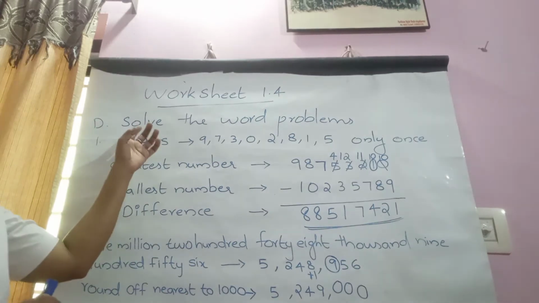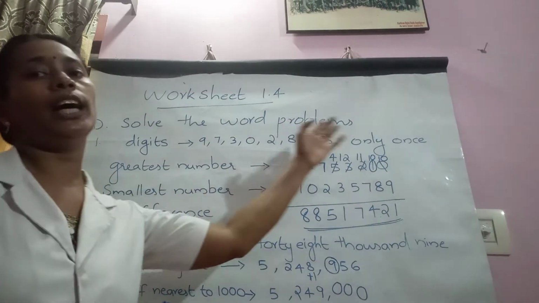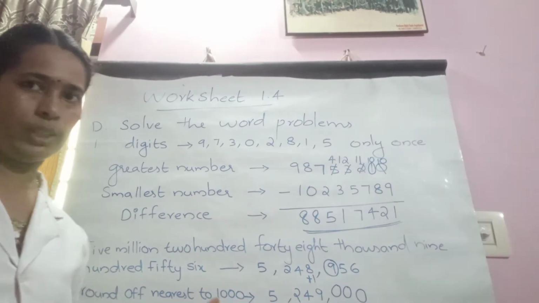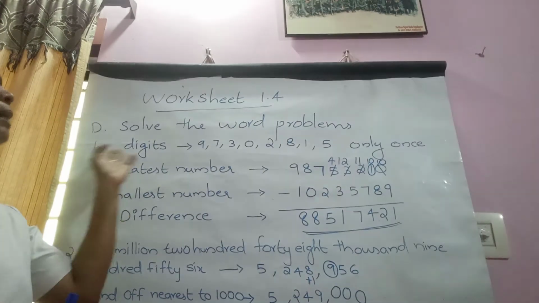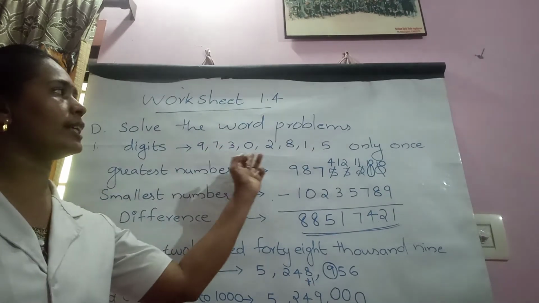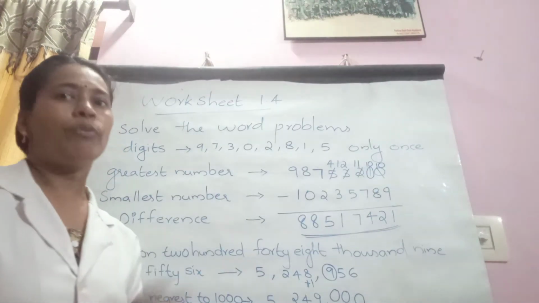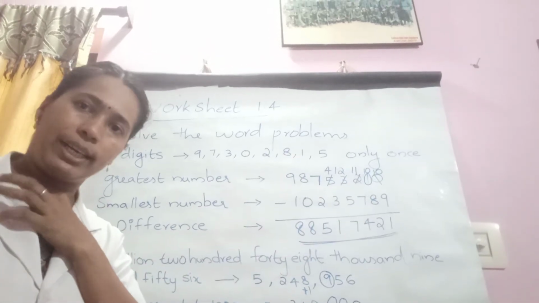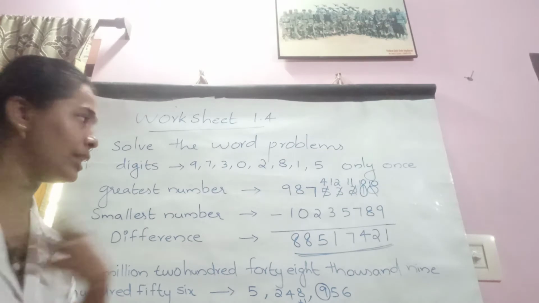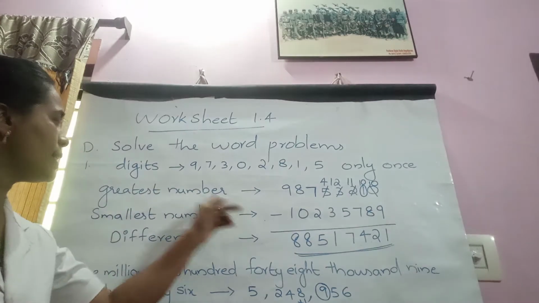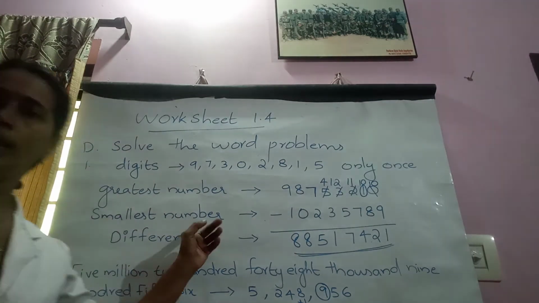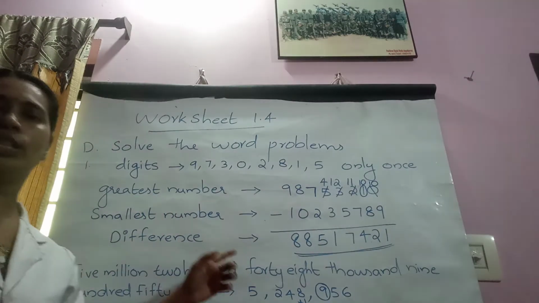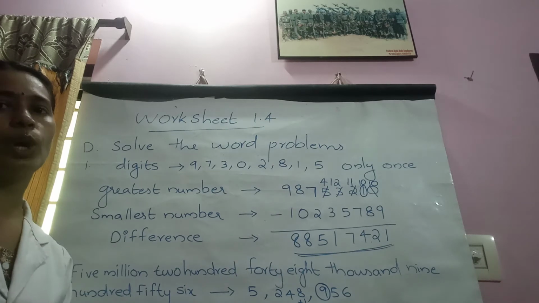First one, solve the following word problems. The word problems are given to us. We have to find the value or solve them. So question number 1: some digits are given to us. How many digits are there? 8 digits are there. We have to use them only once. Using these given digits, we have to form a greatest number and also a smallest number. After that, we have to find the difference of these two.